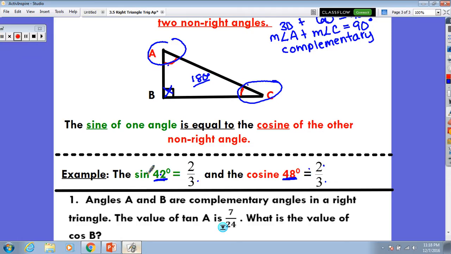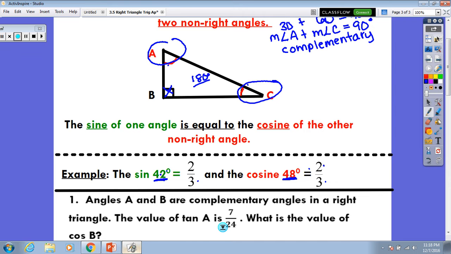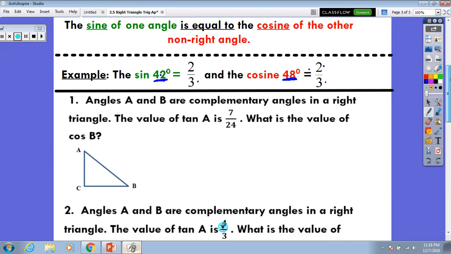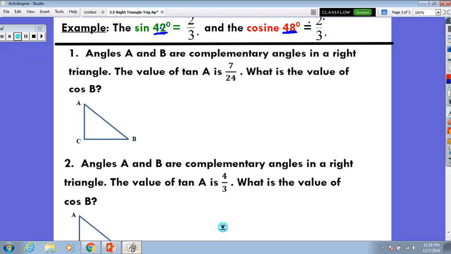So if you do the sine of one angle, which is 42 degrees, then you have to change it and do the cosine of the other angle. Their measurements will always be the same. And they ask you several questions like this on your CDA. So I wanted to go ahead and set up some of these problems so that you can see how they look.